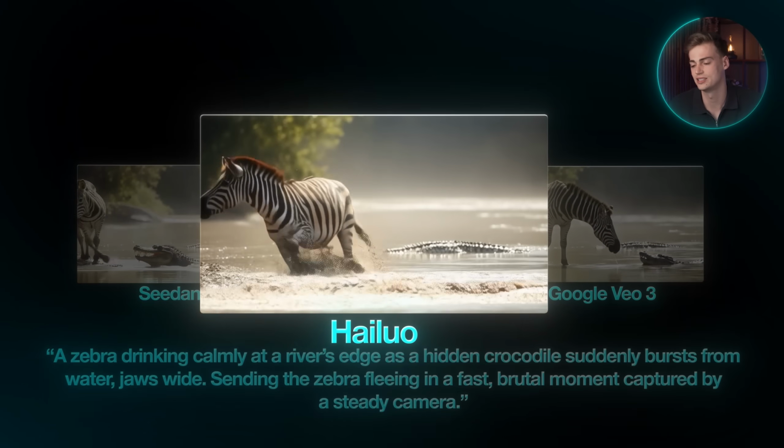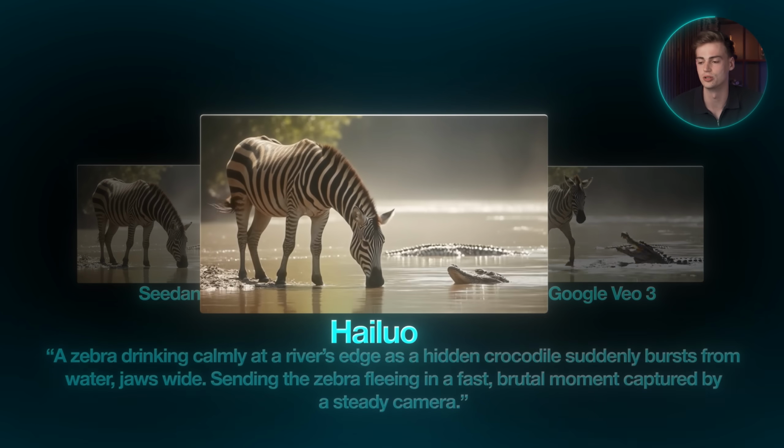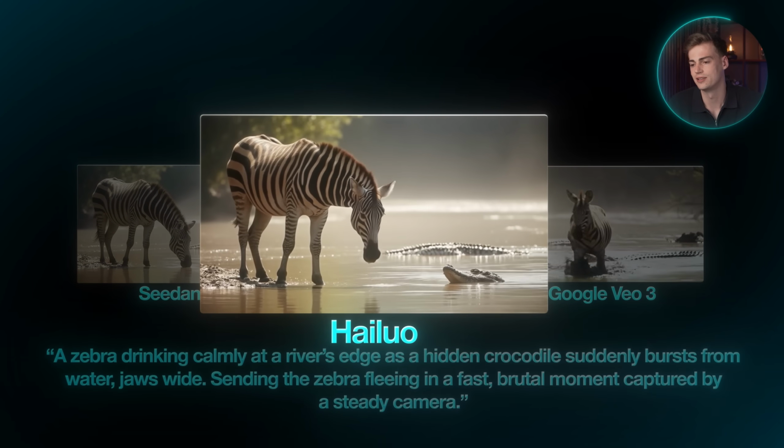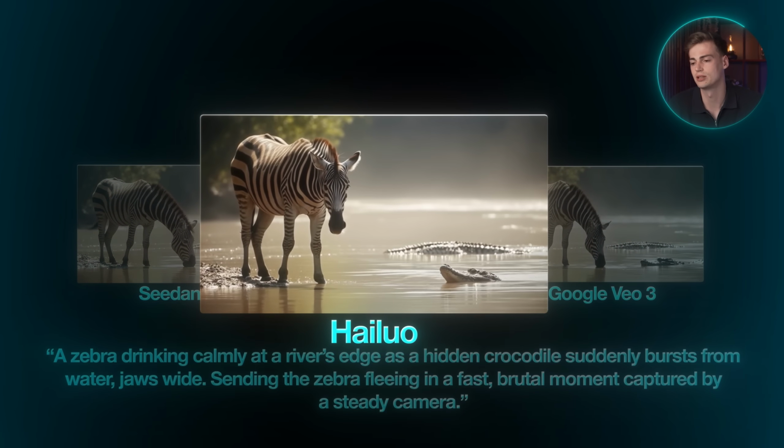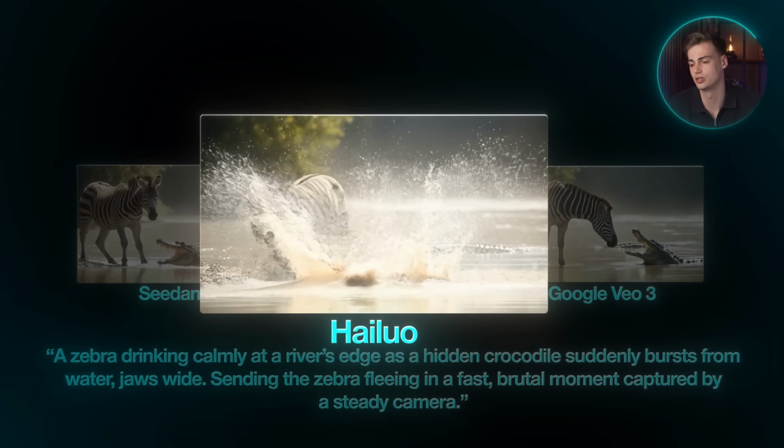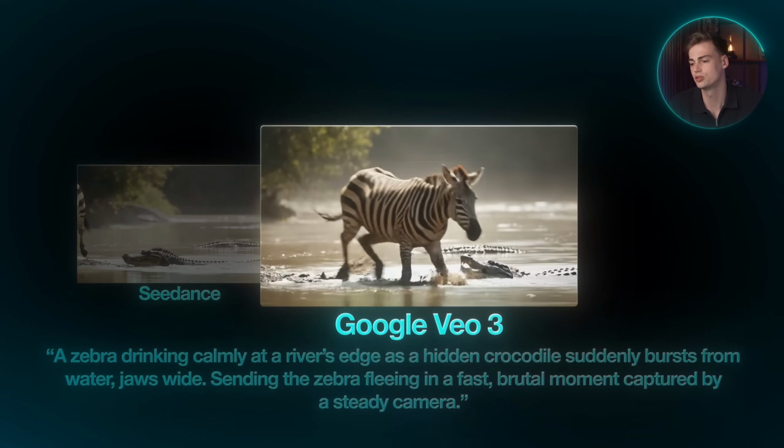The zebra drank and did a twitch almost like he saw the crocodile, which is cool. However, when the crocodile attacked, it fell down and disappeared, while the zebra seemed to do a 360, then glitched before running off. Let's see if Google Veo 3 is any better.